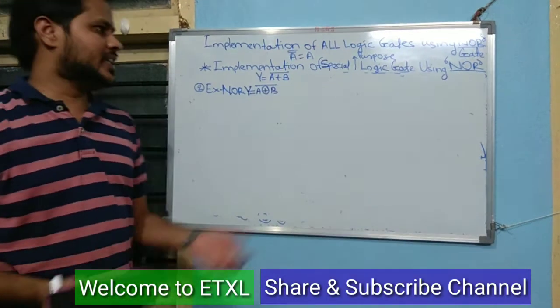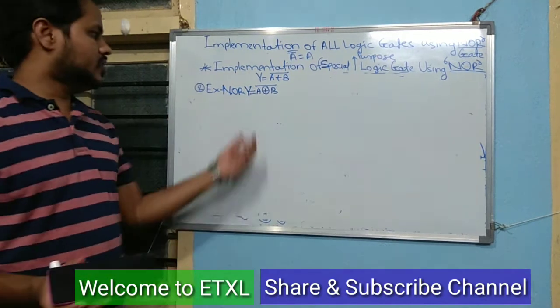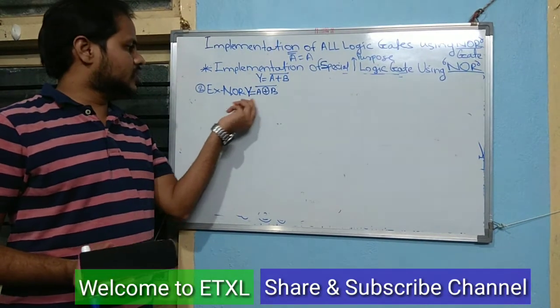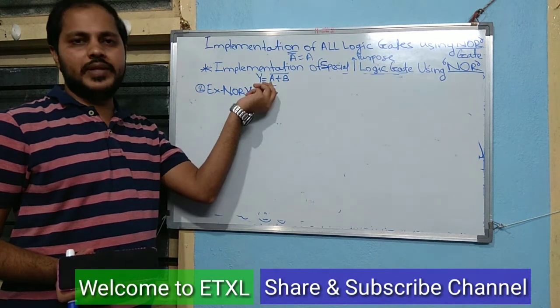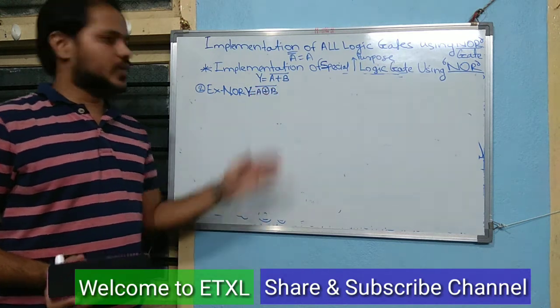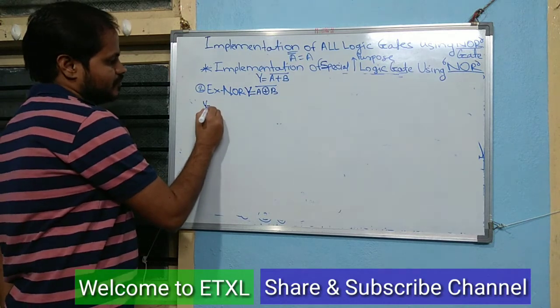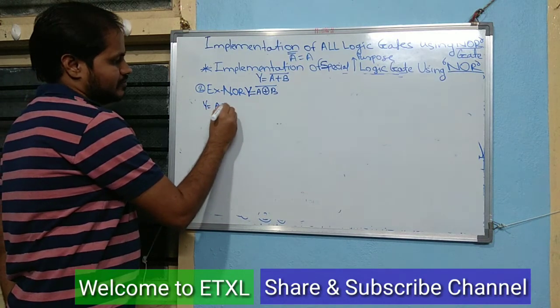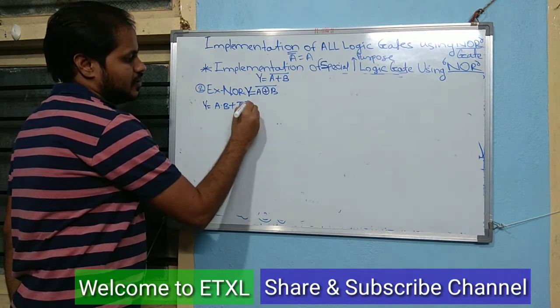Next part is the implementation of the XNOR logic gate by using NOR logic gates. What is the logical equation of the XNOR logic gate? A XOR B, complement of the whole. In detail, this equation is Y equal to A into B plus A bar into B bar.